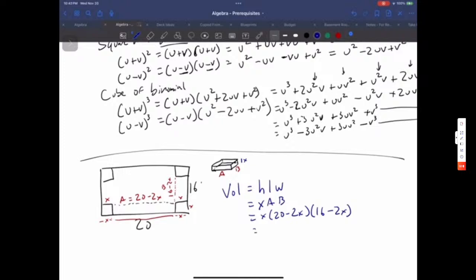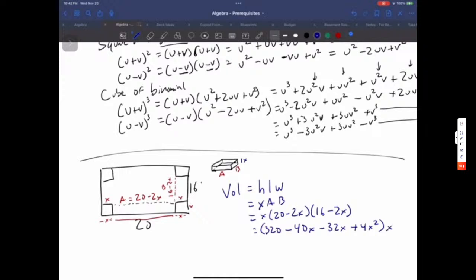You get 20 times 16, which is 320. 20 times minus 2x is minus 40x. And then minus 2x times 16 is minus 32x. And then minus 2 times minus 2 is plus 4x squared. That's not the right way to write it, but we're just doing the FOIL right now. And then there's the multiplication by x at the end.